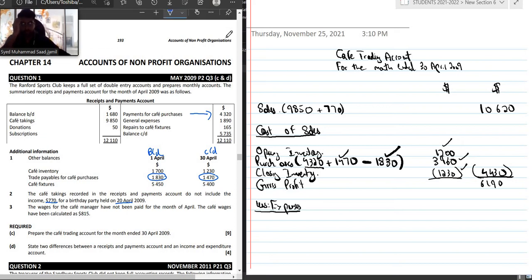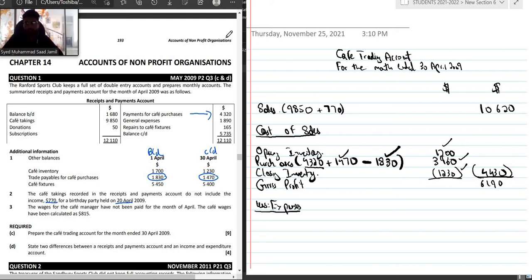So you just asked me, opening inventory is added. This is added with purchases and deducted from your closing inventory. This is just like your normal trading account. Opening inventory, add purchases, less closing inventory. Okay, but I'm getting the figure for cost of sales as 3,930.